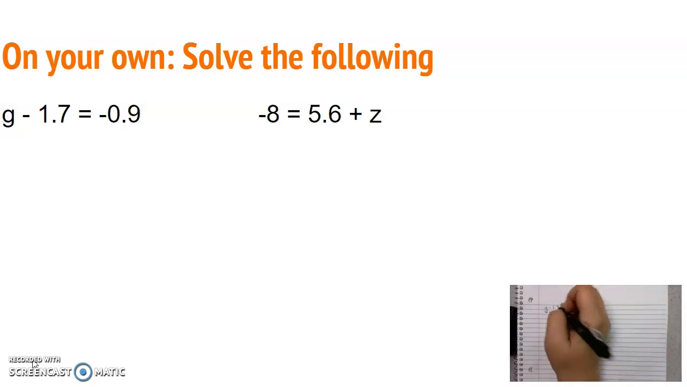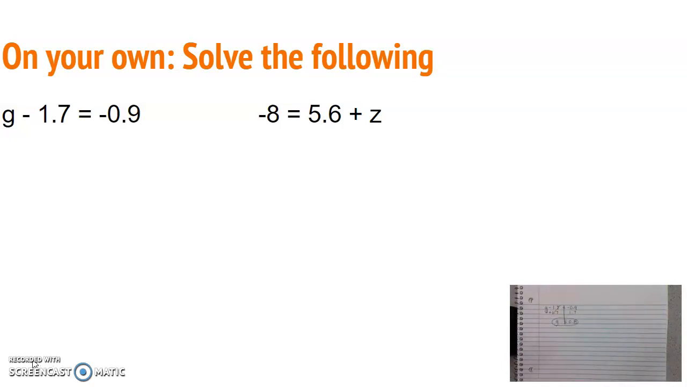Negative 1.7 plus 1.7 cancels out. So g is equal to negative 0.9 plus 1.7, a positive 0.8. Perfect. Circle our answer, keep our work organized.